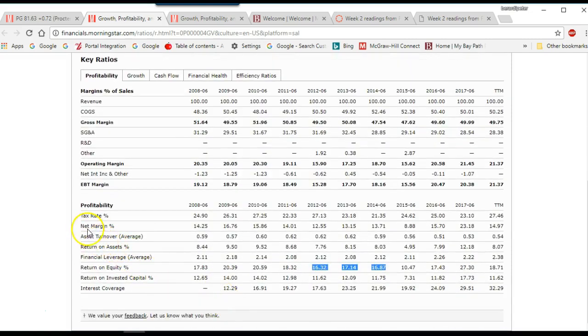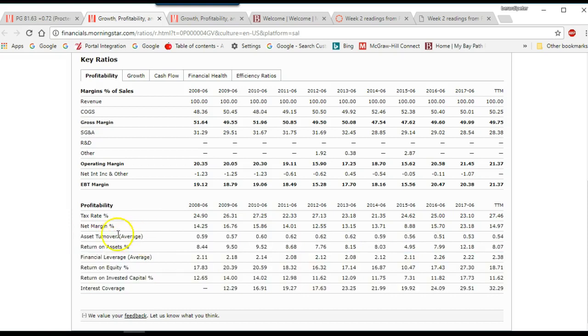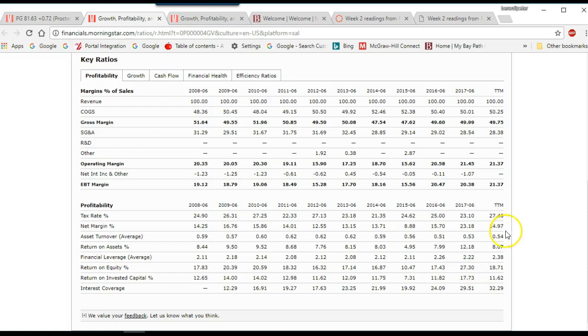And Morningstar gives you the net margin percent, the asset turnover. Again, this times that gives you return on investment. Okay? And then you take that number and multiply it by the leverage, and you'll get your return on equity. You won't get the exact numbers that Morningstar has because they're using averages, but you'll get close.